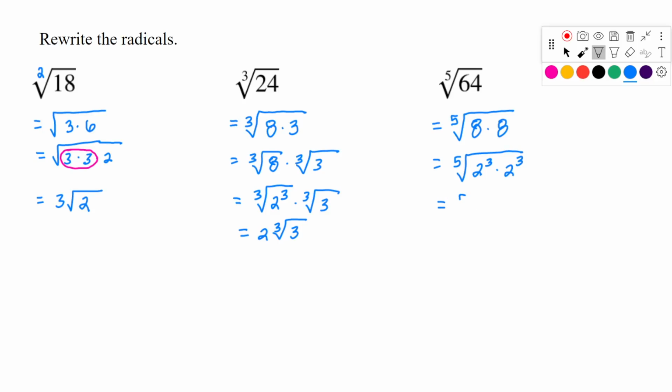I could write this as the fifth root of 2 to the fifth times 2 to the first. 5 plus 1 is the same thing as 3 plus 3. So I simplify the fifth root of 2 to the fifth, and I have the fifth root of 2. When I find the fifth root of 2 to the fifth, that is 2, so the answer is 2 times the fifth root of 2.